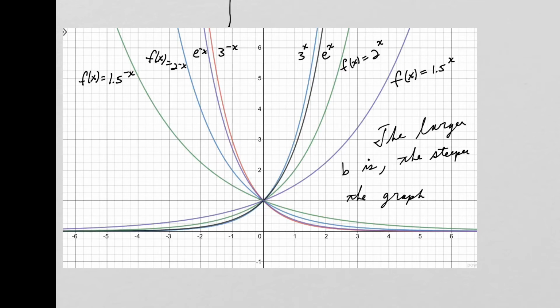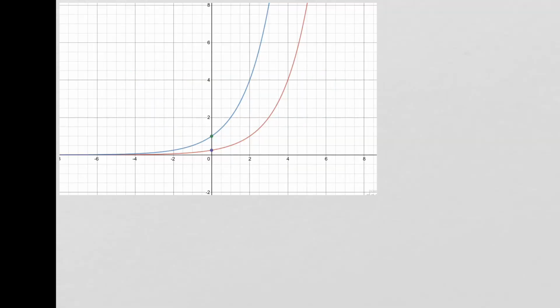Okay, let's talk a little bit about transformation of exponential graphs. So if we shift these. In this case, the graph that I plotted in blue is just a graph of f of x equals 2 to the x. And then the red is f of x equals 2 to the x minus 2.